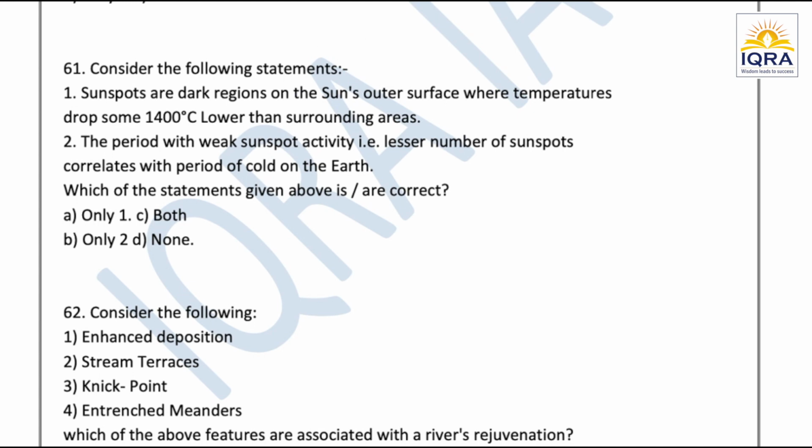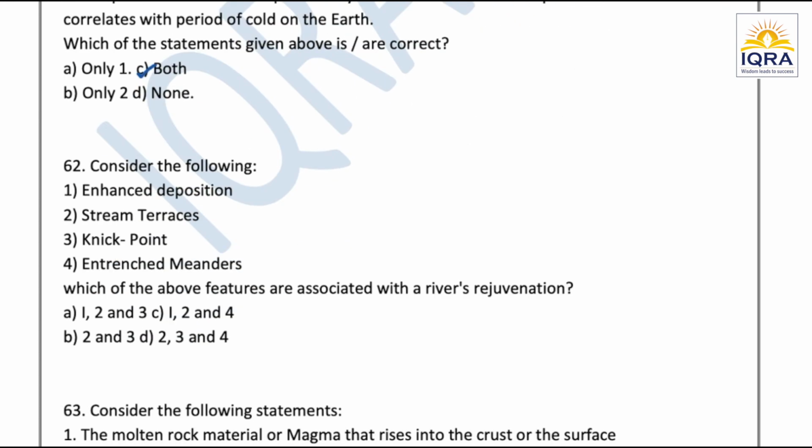Moving on to the next question, question number 61. Consider the following statements. Statement 1 says that the sunspots are dark regions on the sun's outer surface where temperature drops some 1400 degrees Celsius lower than the surrounding areas. Yes, this is a correct statement. Statement 2 says the period with weak sunspot activity, that is lesser number of sunspots, correlate with a period of cold on the earth. Yes, this statement is also correct. और इस process को हम sunspot minima भी बोलते हैं. So hence option C becomes the correct answer for question number 61.